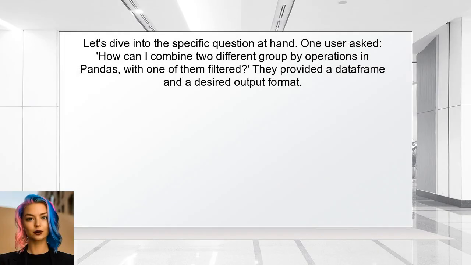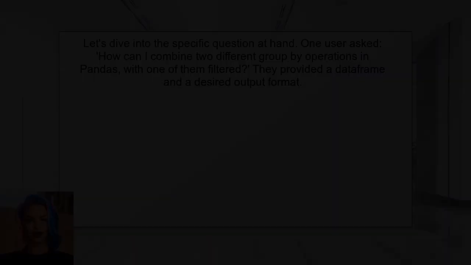Let's dive into the specific question at hand. One user asked, how can I combine two different group by operations in Pandas with one of them filtered? They provided a data frame and a desired output format. Sound familiar? Let's explore this together.